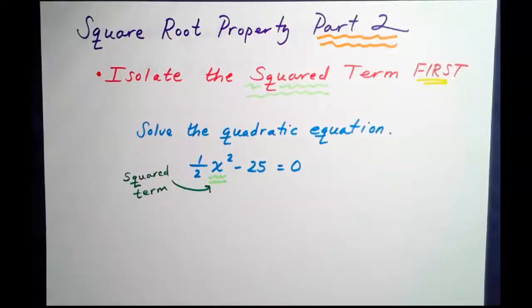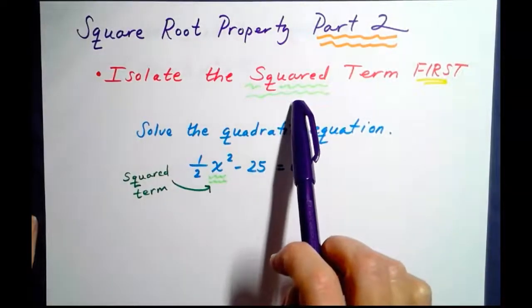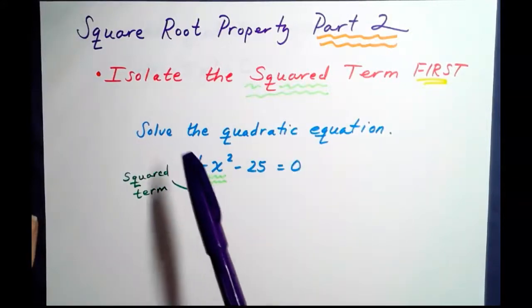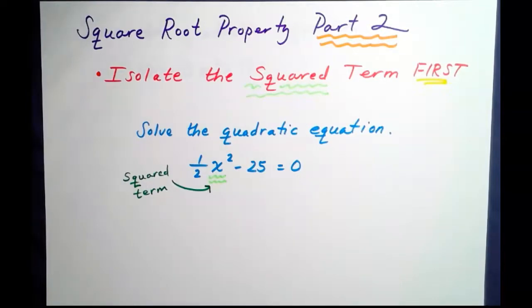Square root property part 2. We are still going to be isolating our squared term first, and I'm going to be denoting the squared terms with green squigglies underneath them to help you see them more clearly. So we're solving quadratic equations, and when we solve quadratic equations, we are anticipating two answers.